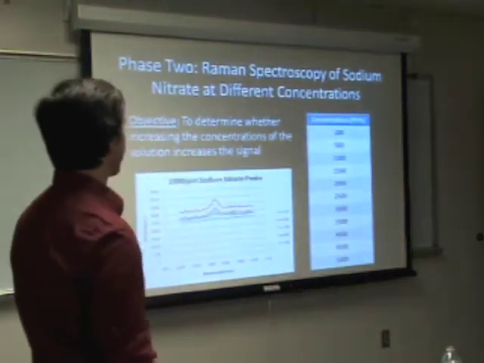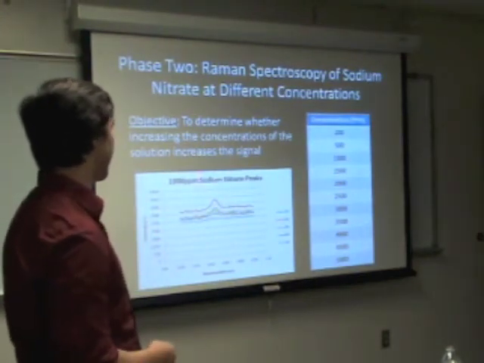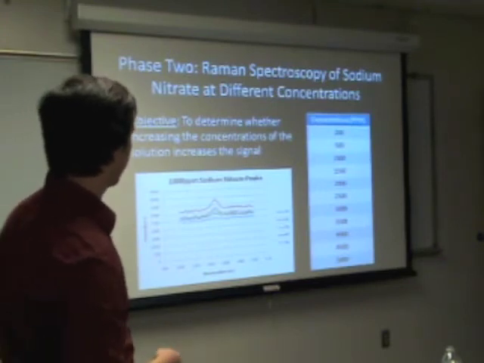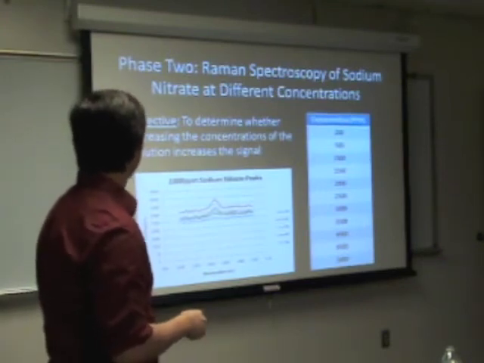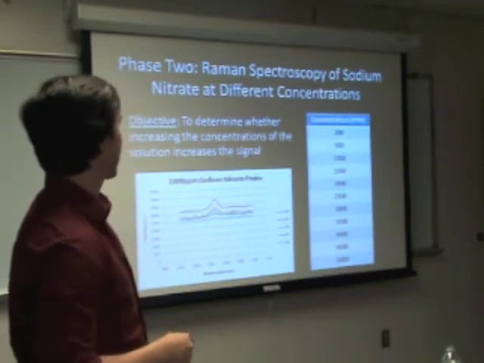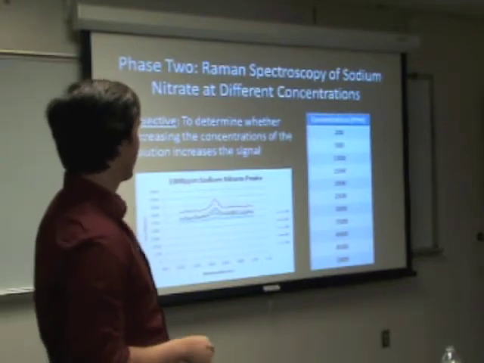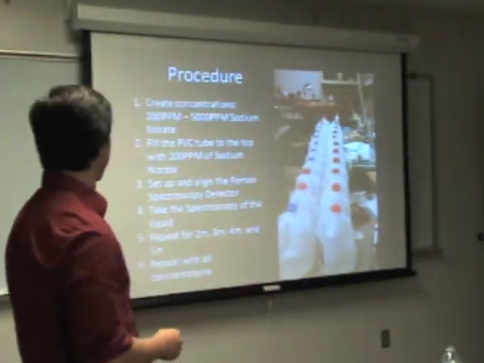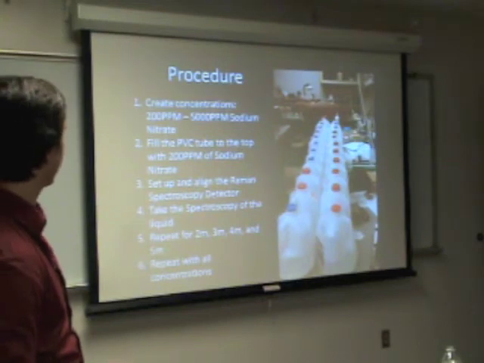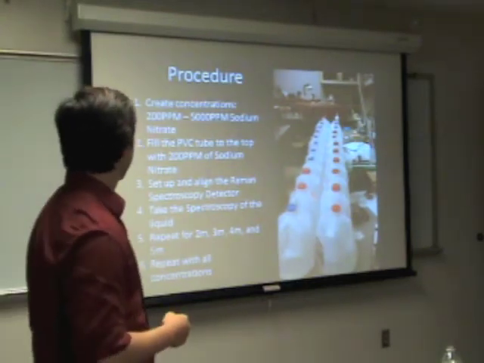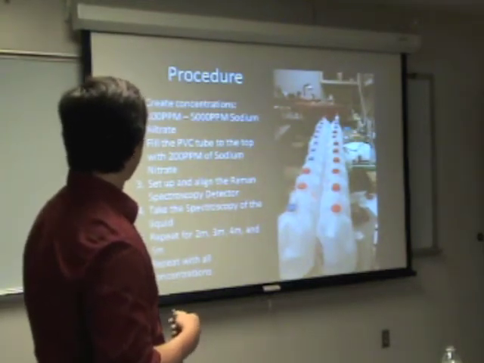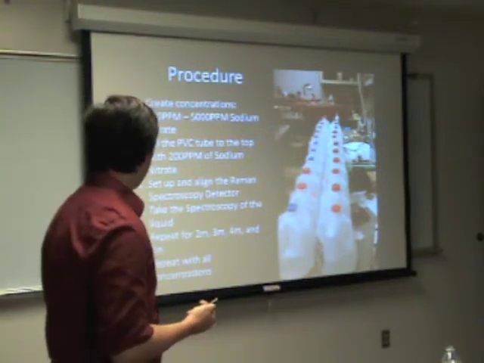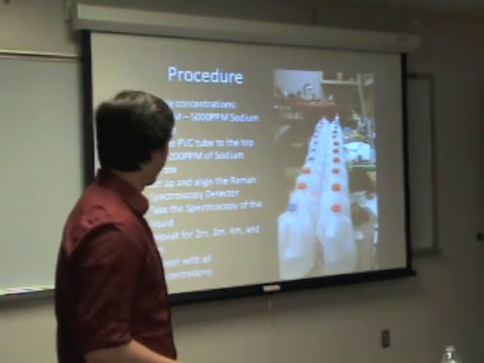In phase 2, we test different concentrations and their effects. This is one of our new graphs, kind of a general idea of what we would like to see. Our objective is to determine whether increasing the concentrations of the solutions increases the signal, and we'll be using these concentrations. This is just a picture of all the concentrations and how we did it. We created the concentrations, then filled the PVC pipe, took spectroscopy, and then repeated it for different distances.